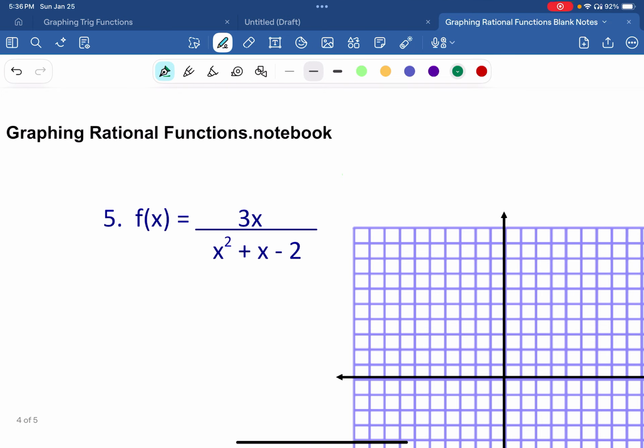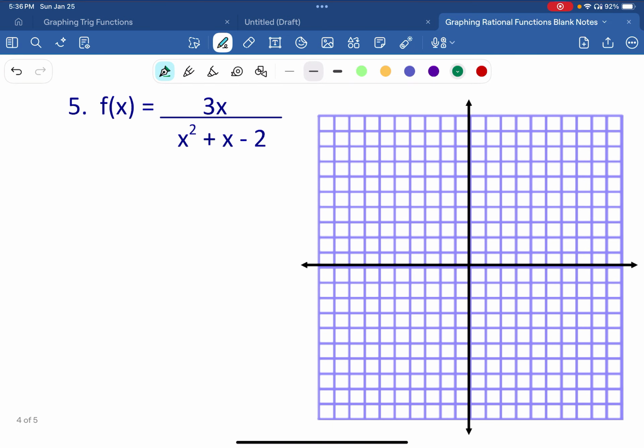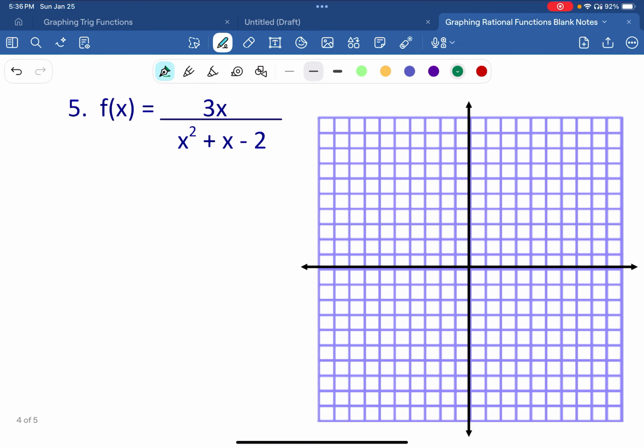There are so many different types of these graphs, okay? All right, so number 5, this one's an interesting graph, okay? So let's set that denominator equal to 0. And you notice that this does factor. So we get what? x plus 2 and x minus 1. So x does not equal negative 2 and x does not equal 1. So there's two things going on. 2 holes, 2 vertical asymptotes, one of each.